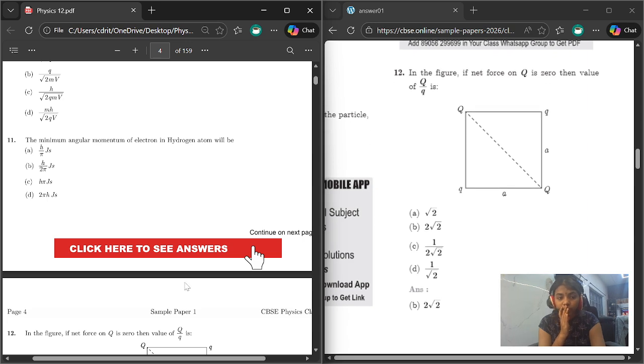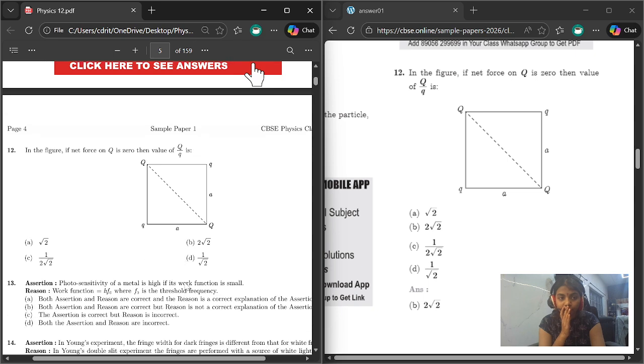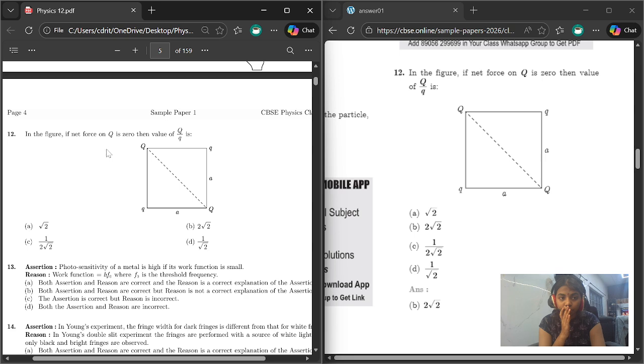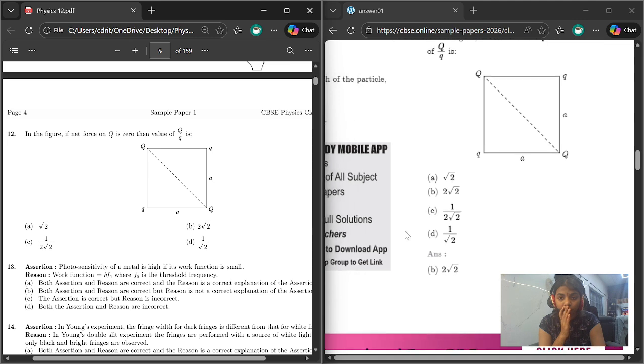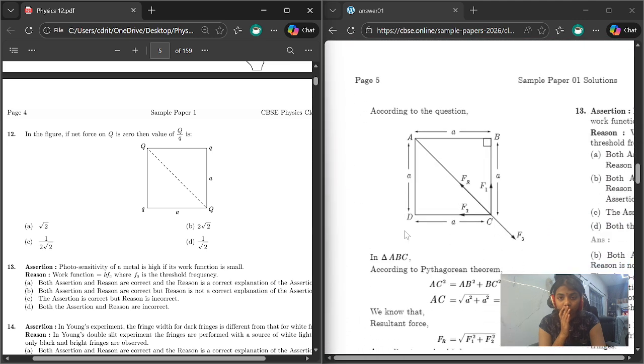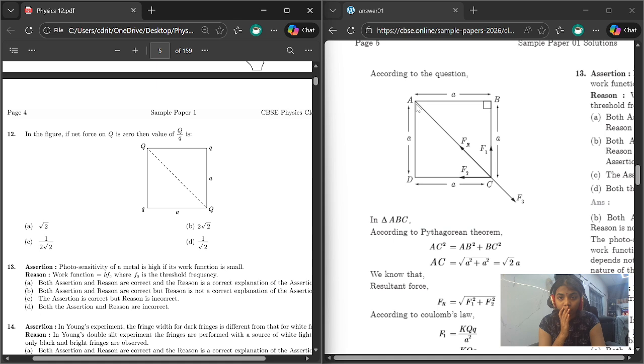Okay, next, 12th question. In the figure, if the net force on Q is 0, then the value of Q by small q is... The net force, Q by small q, is equal to 2 root 2. Let's see, because according to the question, the force is Q by Q in the triangle ABC.